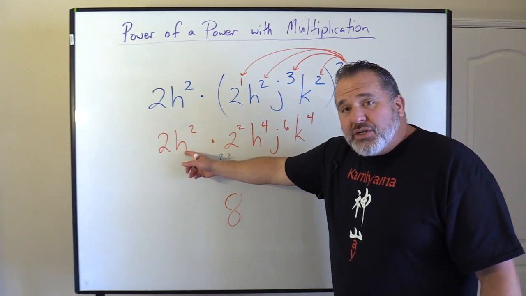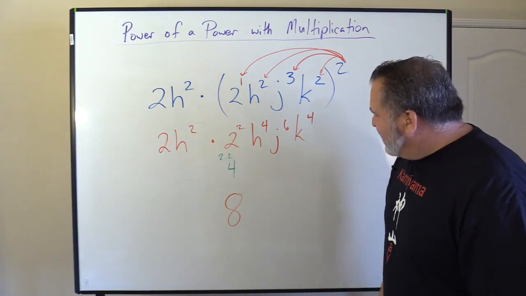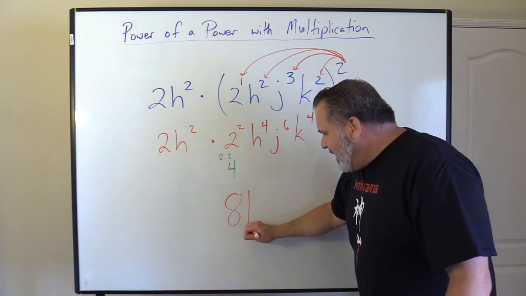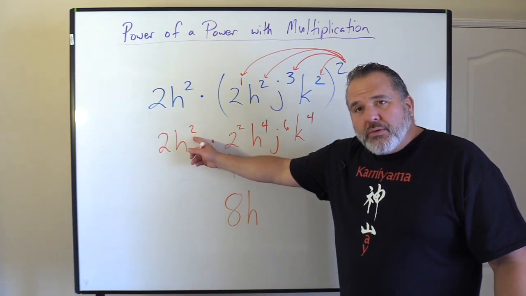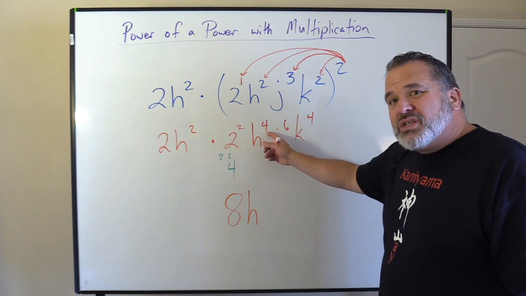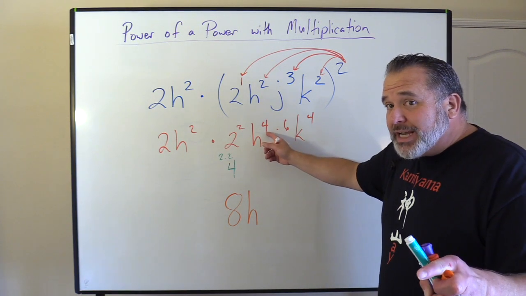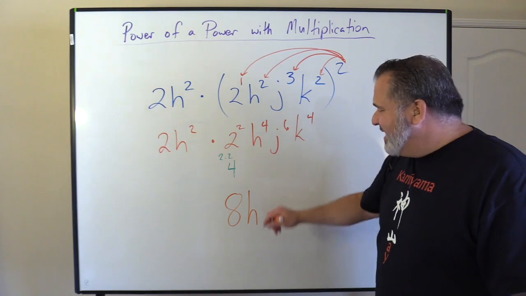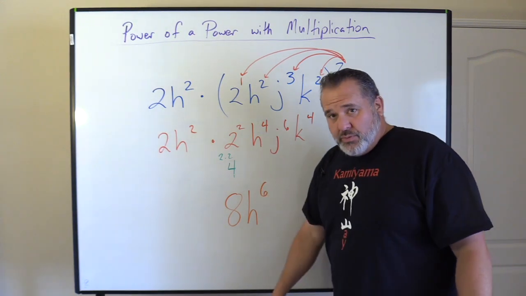Now if we look at the h, how many h's do we have? Let's take a look. So we're looking at h's. I got 2 here, right? And I have 4 here. What's 2 plus 4? Remember, you're adding those exponents. What's 2 plus 4? 6, right?